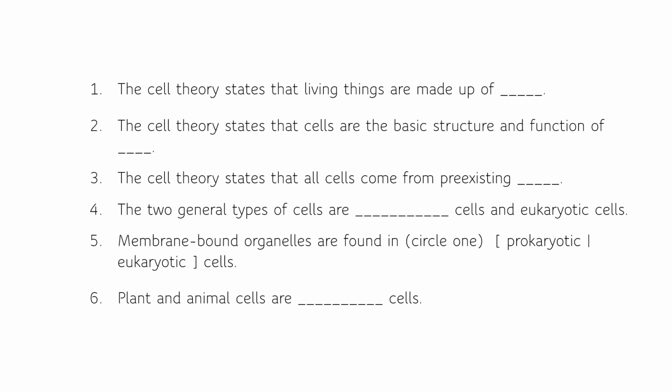So, number 1, cell theory states that living things are made up of cells. Of course, this is our topic for this video. Number 2, the cell theory states that cells are the basic structure and function of life. Number 3, the cell theory states that all cells come from pre-existing cells. Number 4, the 2 general types of cells are prokaryotic cells and eukaryotic cells. Number 5, membrane-bound organelles are found in prokaryotic or eukaryotic cells. As we know, they are found in only eukaryotic cells. And number 6, plant and animal cells are eukaryotic cells.